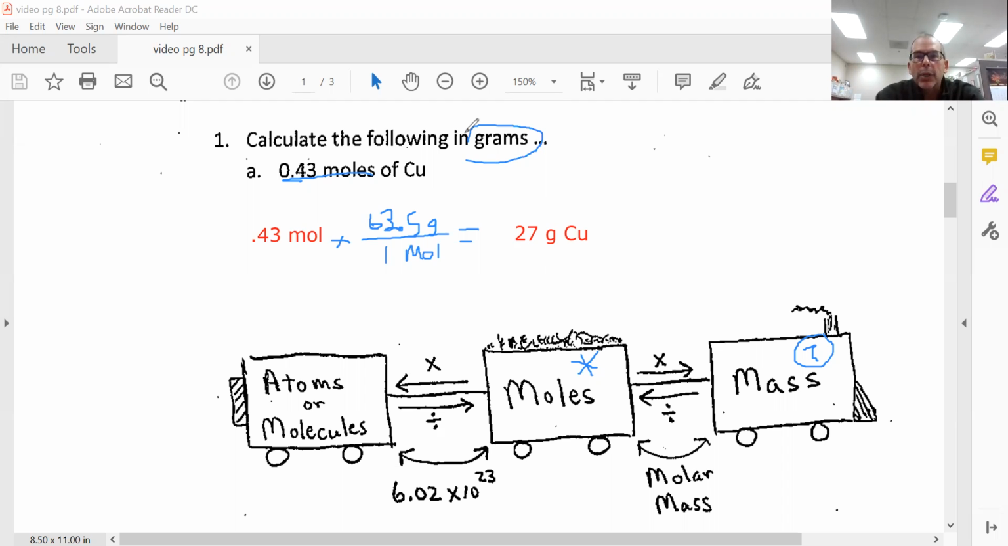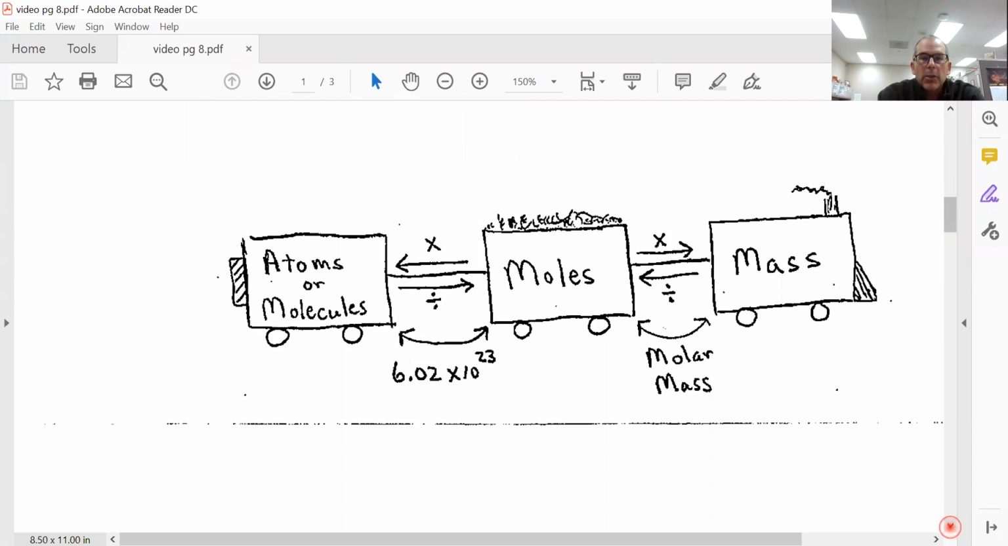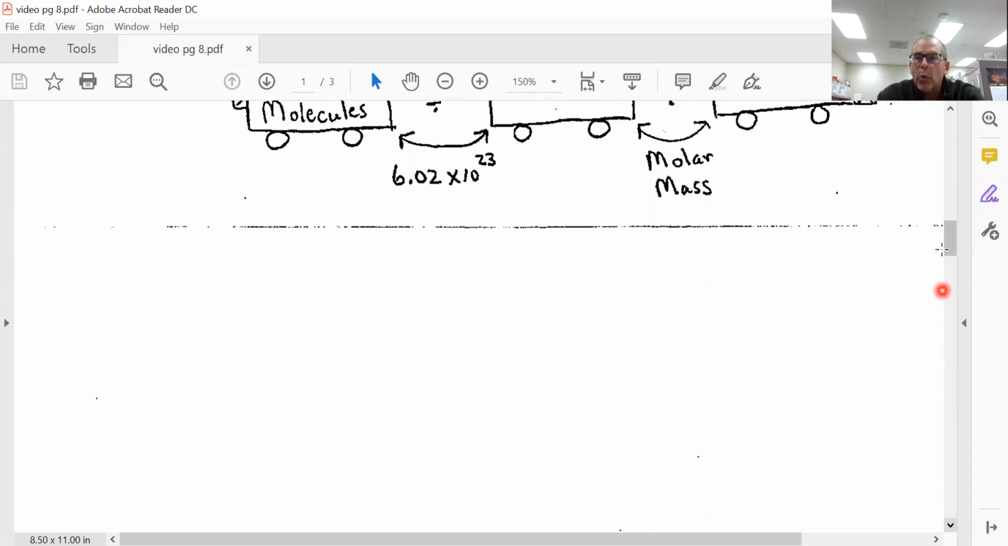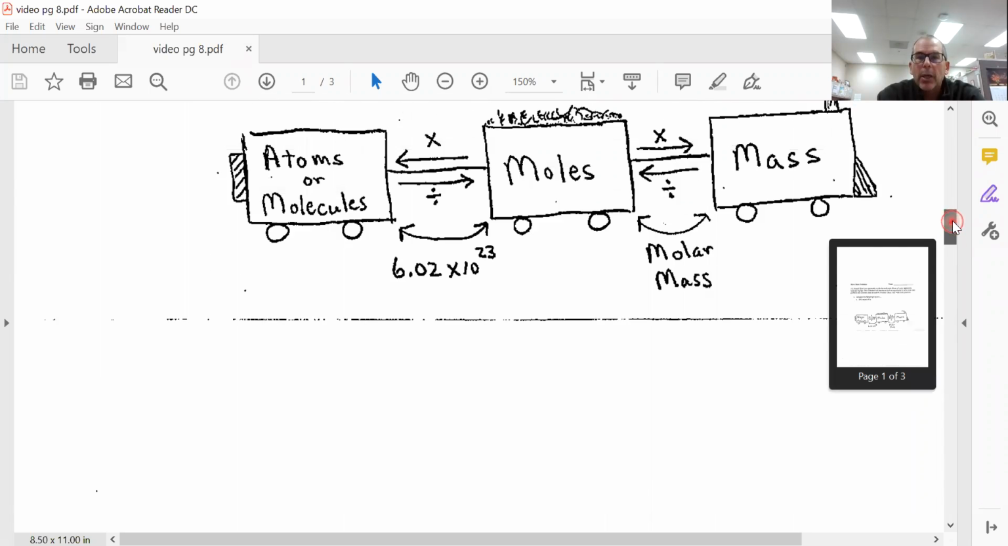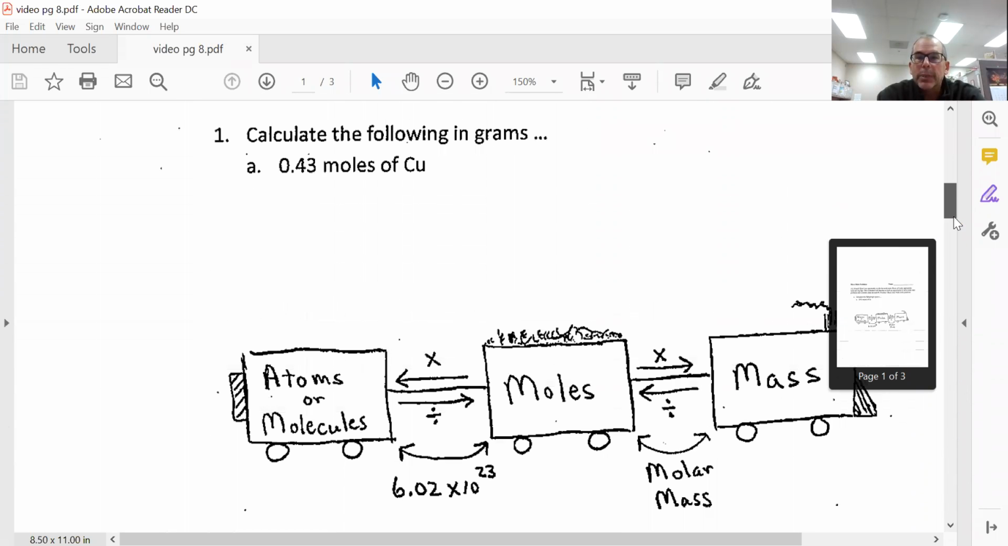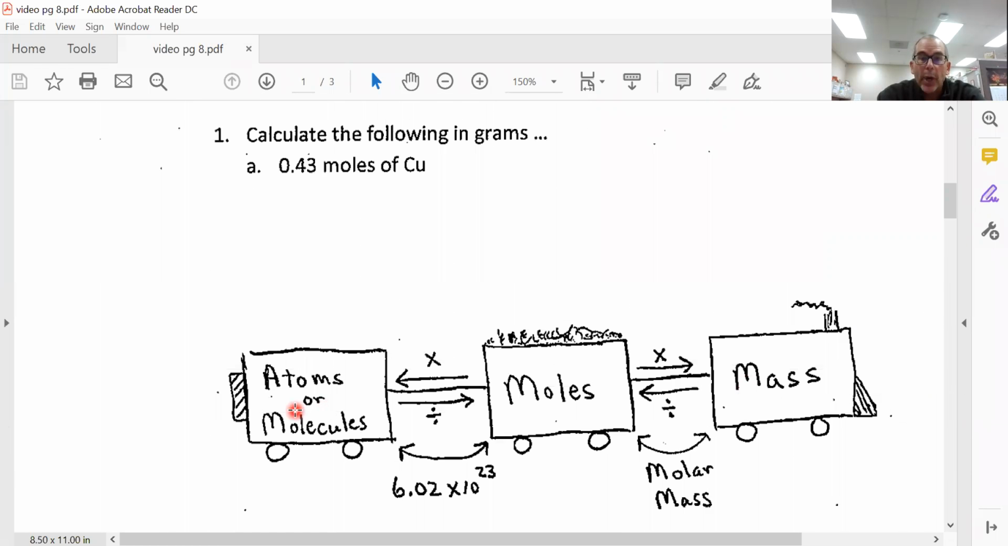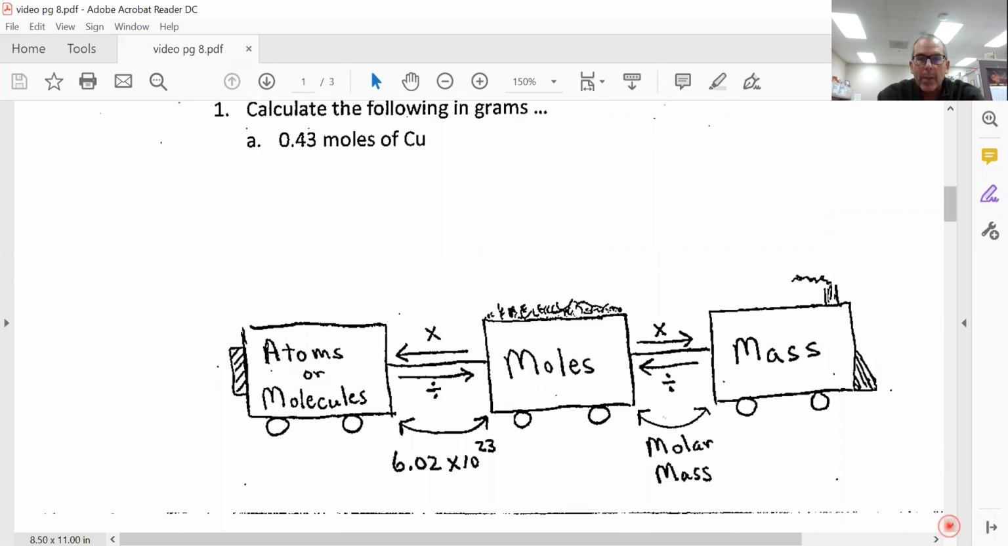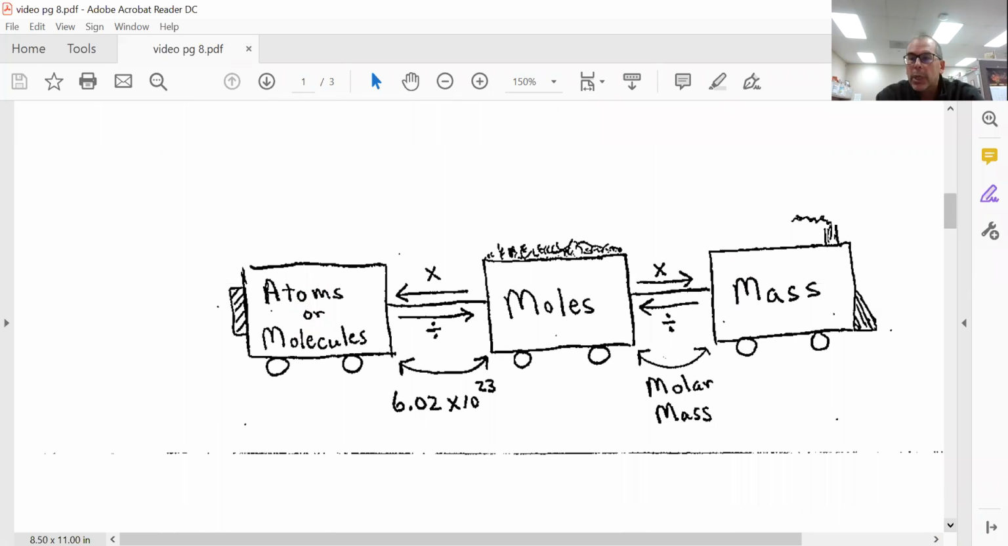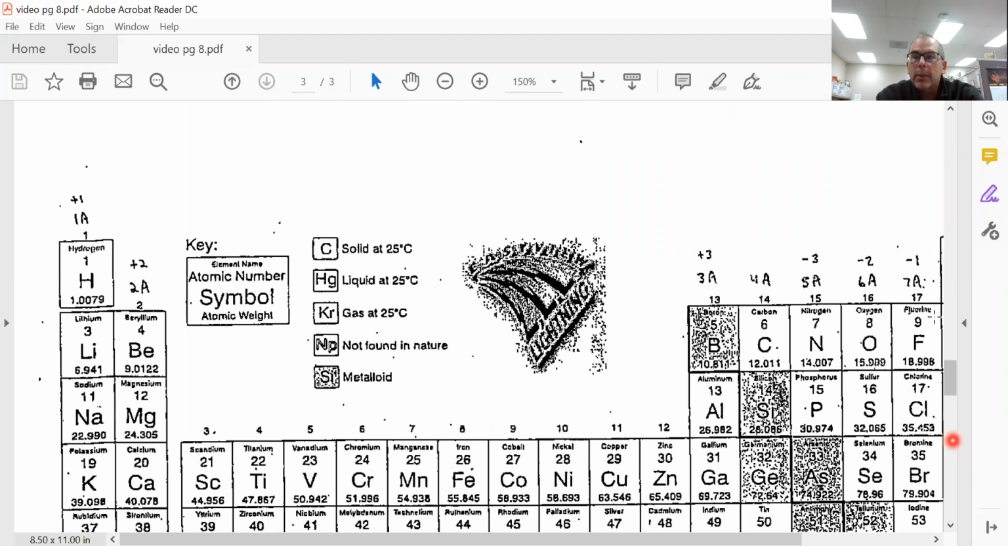I think I'm going to scroll and do one more. Okay, we're going to clear this out. If you look at those, there are a lot of them in that first set going from moles to grams. I think later on you get some going actually from atoms or molecules to grams, so you'd have to do that in 1-2 steps. Okay, let's look at problem number 2 and do one example from that.